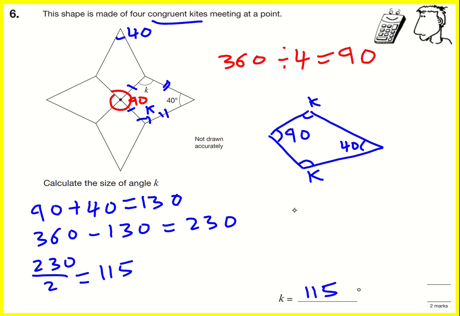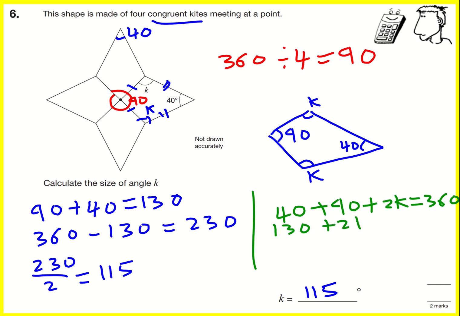Second method, you could actually form an equation, and it's worth discussing because at some point questions get so complicated that you really have to form equations. 40 plus 90 plus 2k, just going to do that all together, equals 360. And then I can add these together. 130 plus 2k equals 360, and then I need to solve a two-step equation.